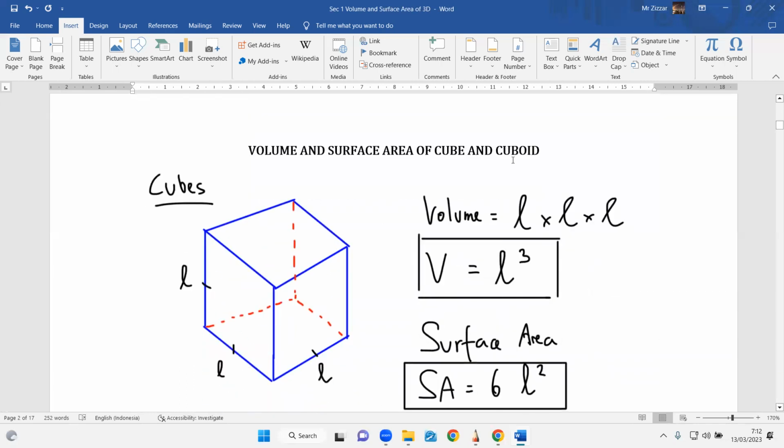This is the special prisms. Why is it called a special prism? Because the formula is very simple. Cube: length times length times length. Because all the sides are equal, all the lengths are equal, just multiply.